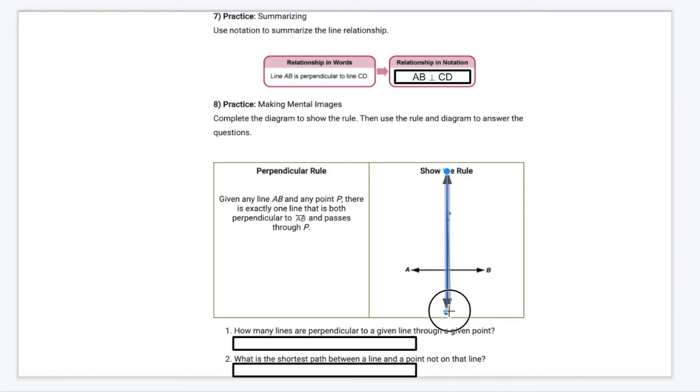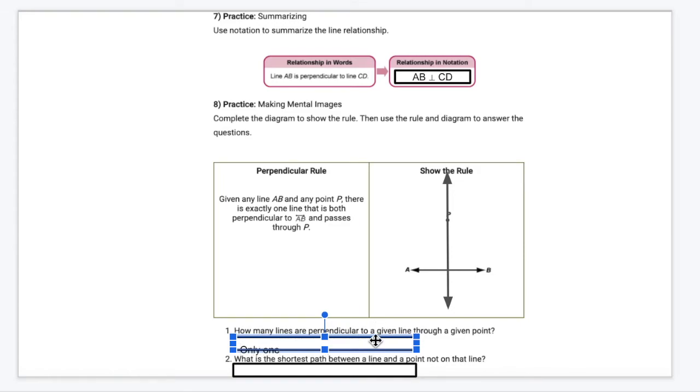Let me just make sure that this is straight. There we go. Okay, so this is not only going through point P, but it's also perpendicular to line AB. Okay, our first question asks us how many lines are perpendicular to a given line through a given point, and based on the perpendicular rule, only one.